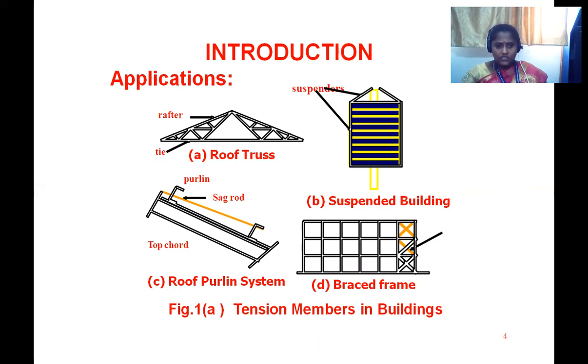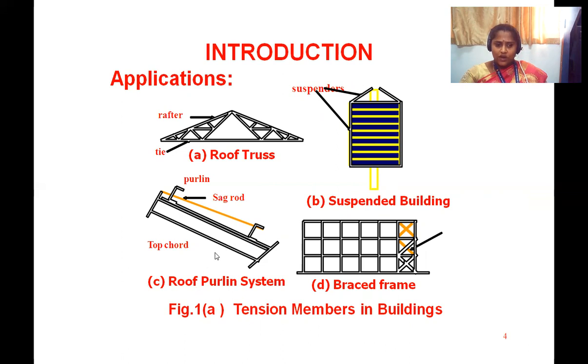Sag rod, you could see sag rod. So for example, first we will start from the roof truss. In the roof truss, you have a tie member. The tie member is a tension member. And in the second, suspended building, you provide bracing, horizontal as well as vertical, and that we call tension members.